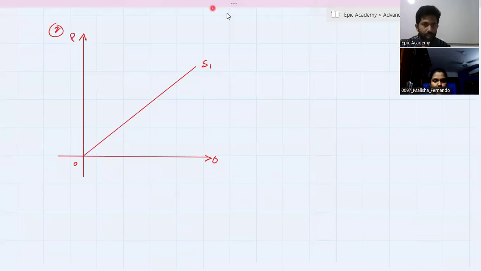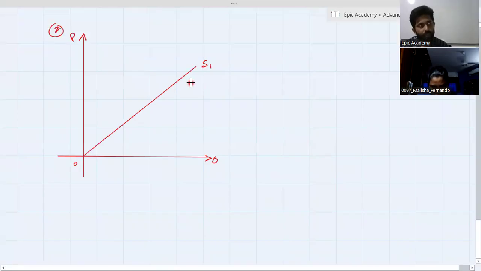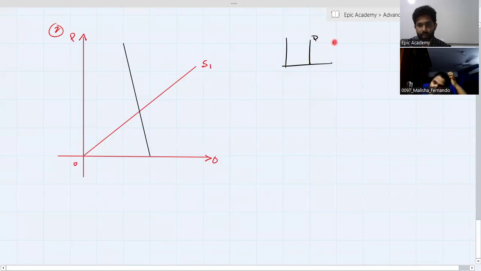But the demand curve is relatively inelastic. It is not perfectly inelastic. Relatively inelastic, something like that. If it is something like this one, we can call it perfect inelastic. But something like this one, relatively inelastic. The demand is relatively more inelastic than supply.